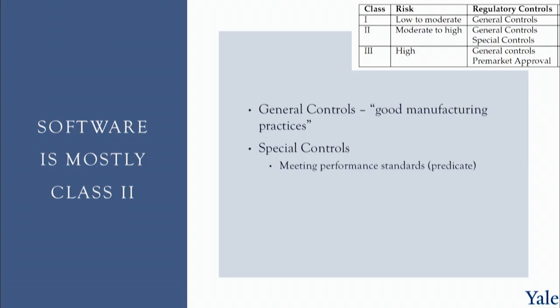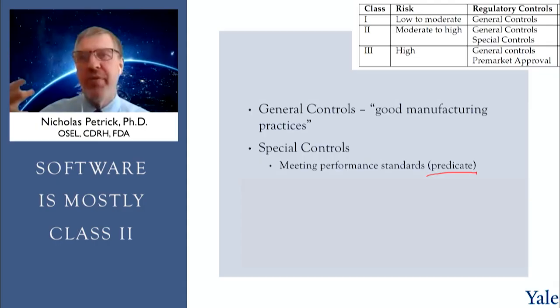Special controls are specific to the device, special to the software. And this involves often meeting performance standards. So if you have a piece of software to detect cancer from images, your special controls may mean an accuracy of 80 or 90 or 95%, depending on the situation. Many of the special controls, in many cases, come from predicate devices. If there's a similar thing that was approved by the agency before, what they did may become your special controls. So to just give us a discussion on this topic, we have a clip from an interview from Dr. Nicholas Pedrick from the FDA, and he'll discuss this whole process.